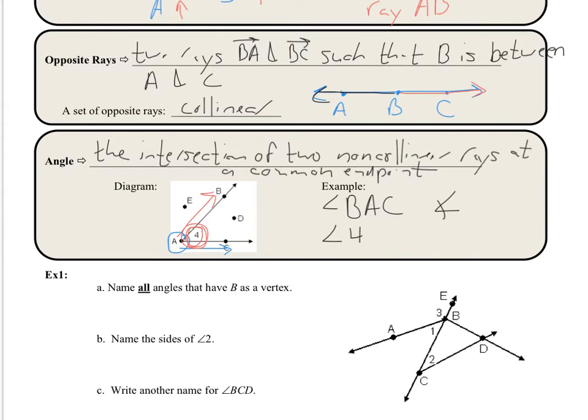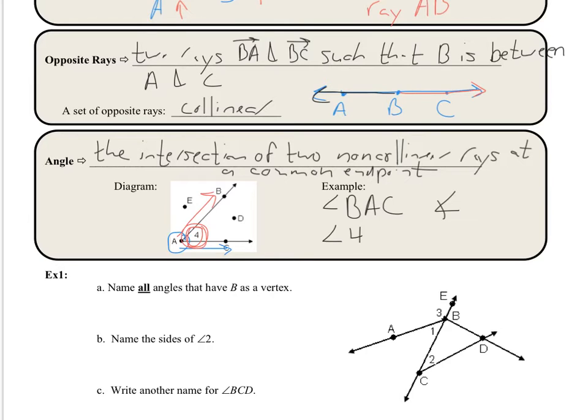Now in example 1, it tells us to name all angles that have B as a vertex. So this means B is our common endpoint between our two rays. So now we're just creating every angle that has B as your common endpoint, or what we call the vertex. Now, when we look at this problem, we can see a couple different things on here.